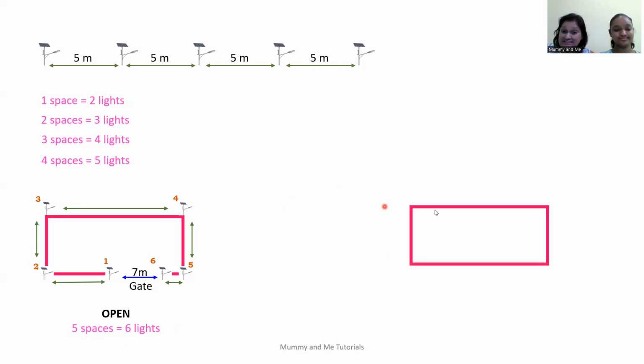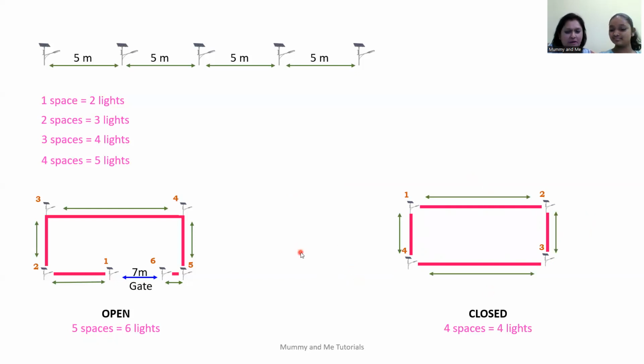However, if I have a closed space, like this rectangle, and we place lights on every corner of this property, 1, 2, 3, 4. So we have 4 solar-powered lights. How many spaces do we have in this closed property? We will have 1, 2, 3, 4 spaces. So in this closed property, we have 4 spaces and 4 lights. What can we see here? We can see that in a closed shape, the number of spaces is equal to the same number of lights.